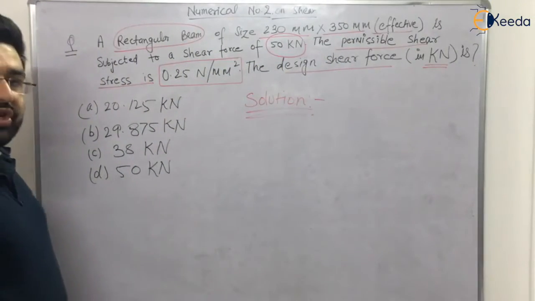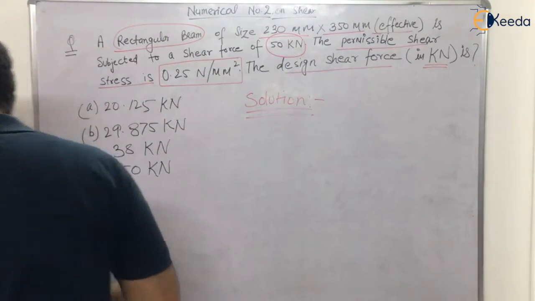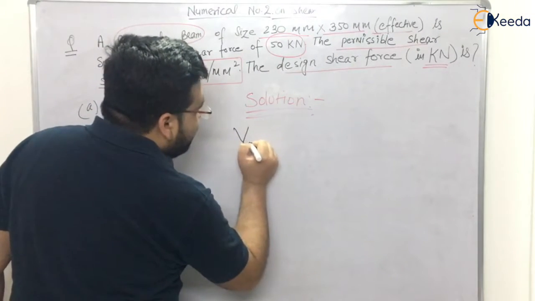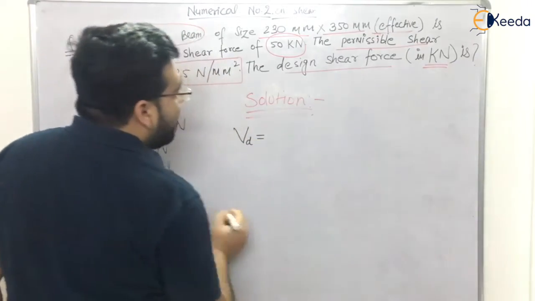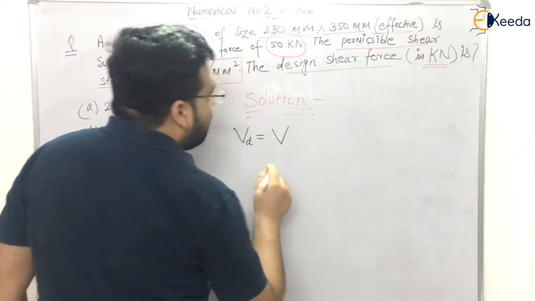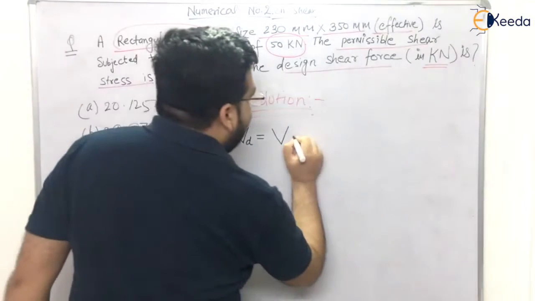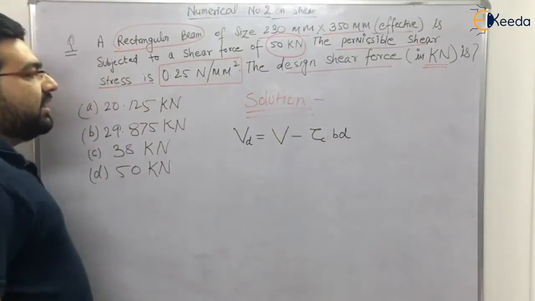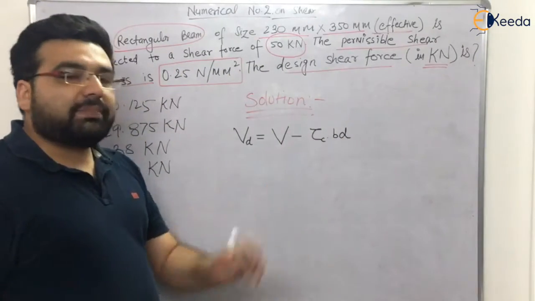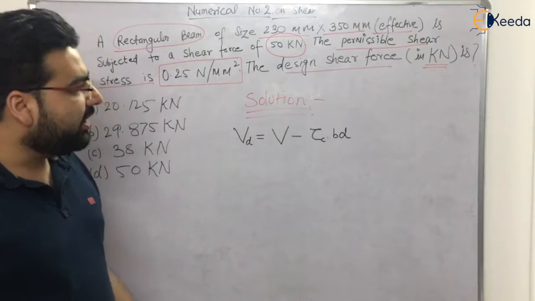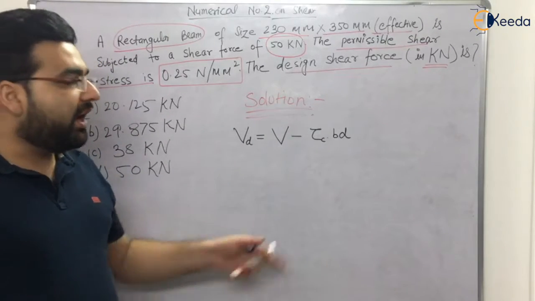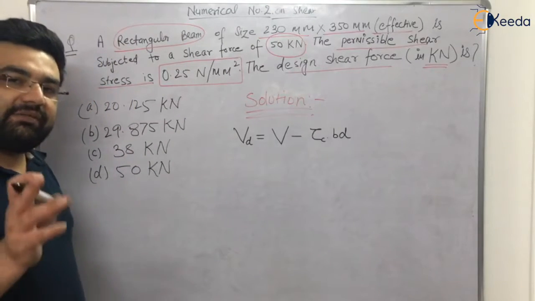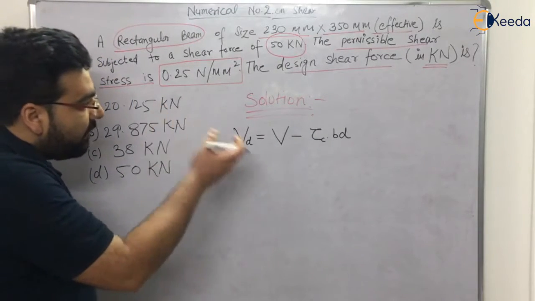So very simple question. I told you that if you want to determine the design shear force VD, it is actually equal to the factored shear force, the total shear force acting, minus tau C into BD. What is tau C? The critical shear stress or the permissible shear stress of concrete, right? If it is given to you in the question, well and good. If it is not given to you, then you have table 19 from the IS code, page number 79, I told you. So from there you can get the answer.